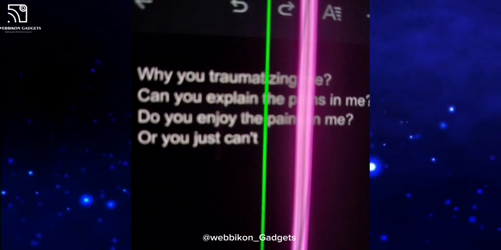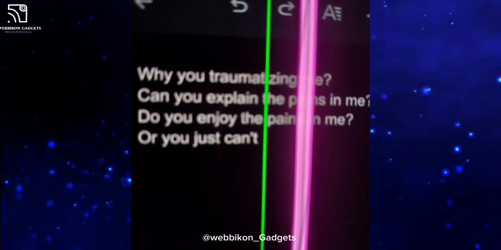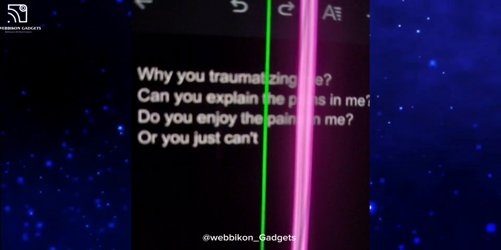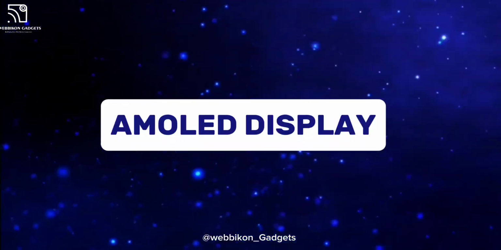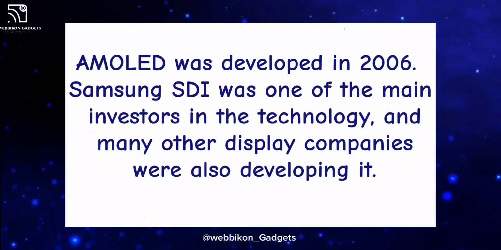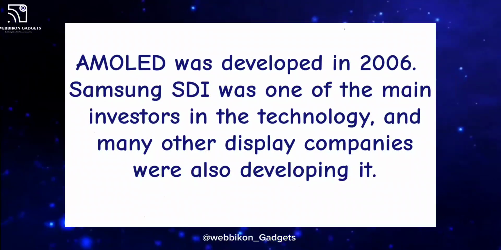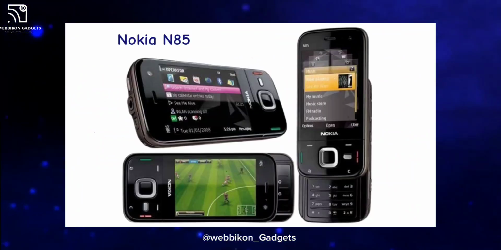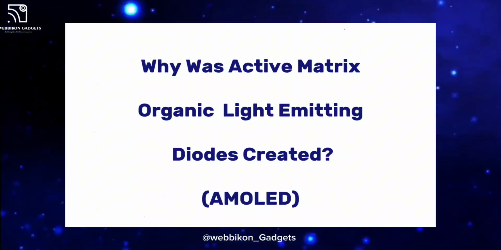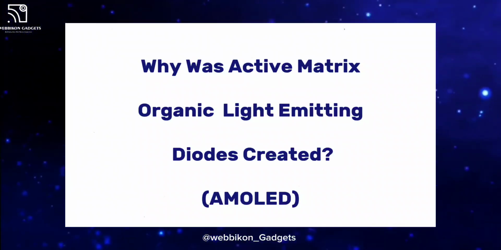Before we answer these questions, we need to understand what particular screen is used in making modern Android phones. And what screen is used? Well, AMOLED display. You see, AMOLED was developed in 2006, and Samsung was one of the main investors of this technology, although the first mobile phone to use an AMOLED display was the Nokia N85. So the question is, why were active matrix organic light emitting diodes created? Yeah, that's the full meaning of AMOLED, just in case.